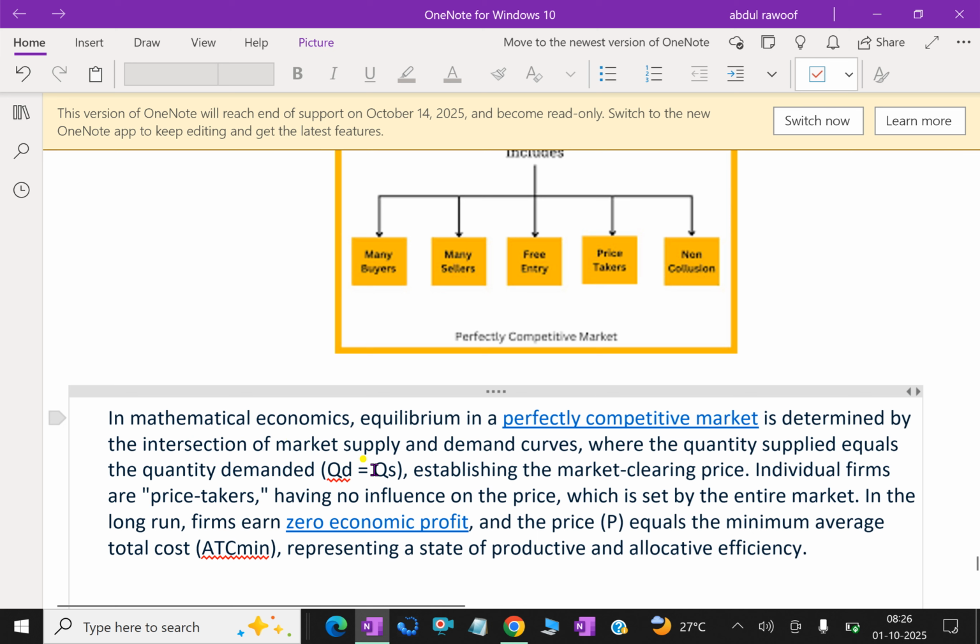In mathematical economics, equilibrium in a perfectly competitive market is determined by the intersection of market supply and demand curve, where the quantity supplied equals the quantity demanded, that is QD equal to QS, establishing the market clearing price. Individual firms are price takers having no influence on the price, which is set by the entire market. In the long run, firms earn zero economic profit and the price P equals the minimum average total cost, ATC minimum, representing a state of productive and allocative efficiency.